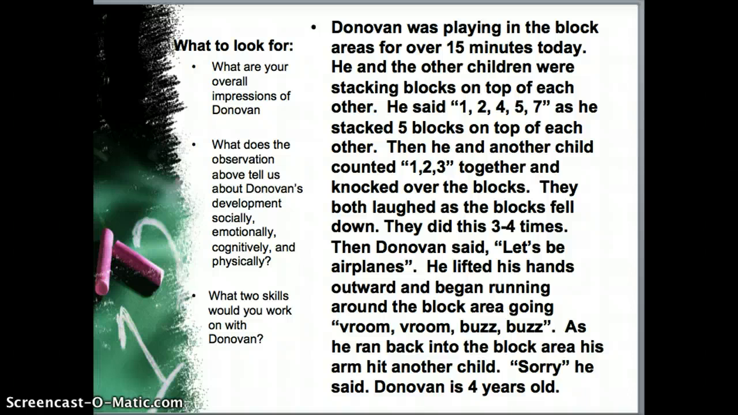Then Donovan said, "Let's be airplanes." He lifted his hands outward and began running around the block area going vroom, vroom, buzz, buzz. As he ran back into the block area, his arm hit another child. "Sorry," he said. Donovan is 4.